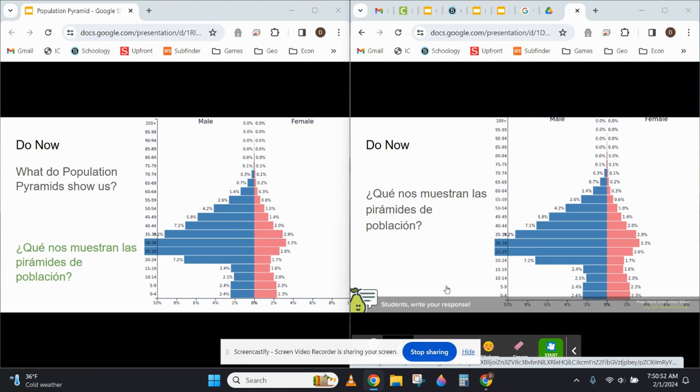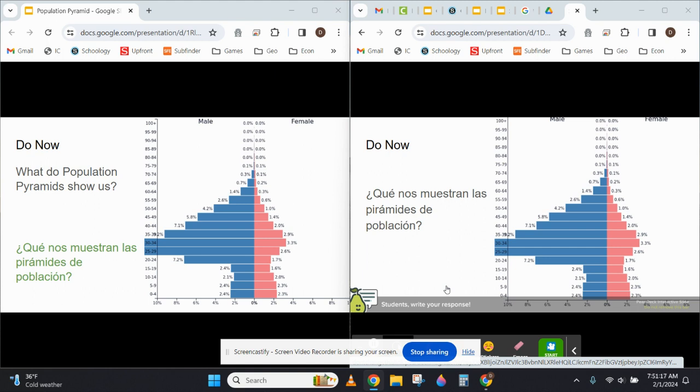On your Do Now, I was asking you what population pyramids show us. Population pyramids show us population, but it's broken down into categories like male versus female, as well as age group. So we can see where the biggest chunk of our population tends to be. Is it mostly old? Is it young? Is it middle? Is there a lot of male versus female?